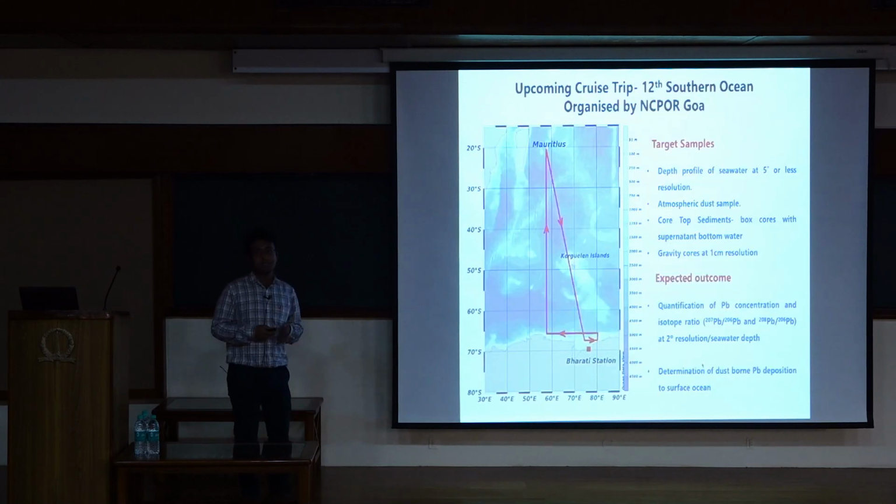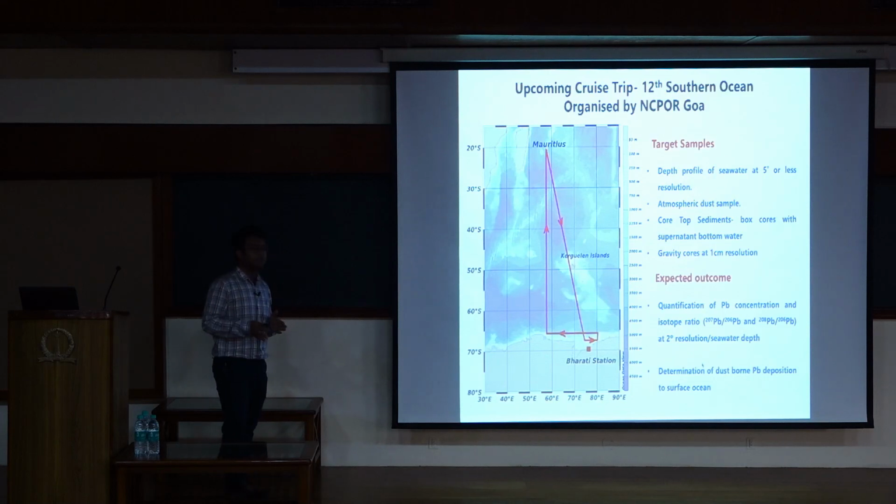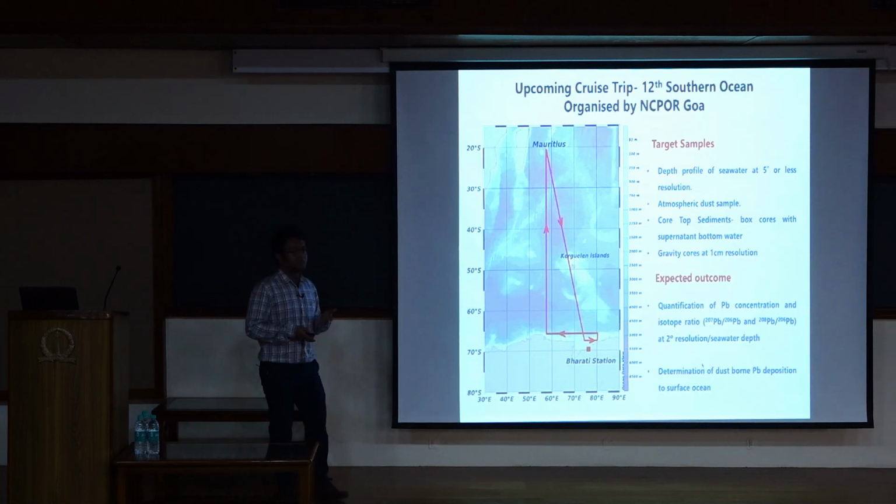And the most interesting project, which I am very interested in, is the upcoming cruise trip, where we are going to collect depth profile samples of seawater along the Mauritius to Bharti station route. We will do the depth profile seawater collection at every 5-degree latitude, and also collect atmospheric dust to properly constrain where the lead is coming from. It's mostly from the atmospheric dust, because the Ganga or the main riverine input is negligible compared to the atmospheric dust that is getting deposited in the oceans.